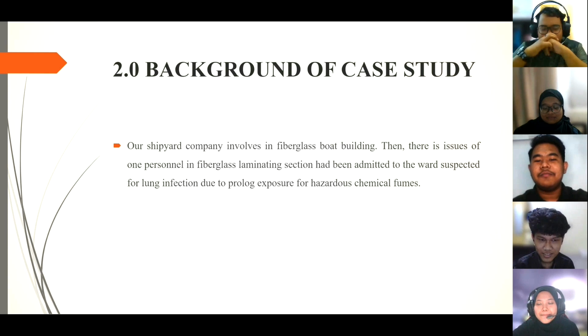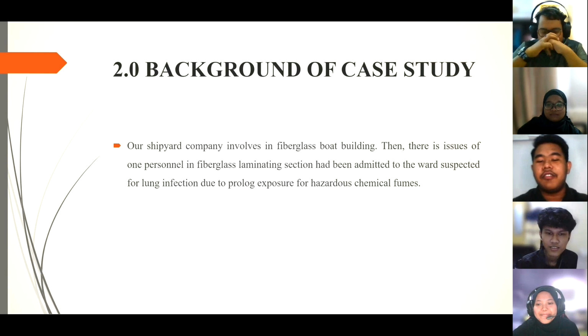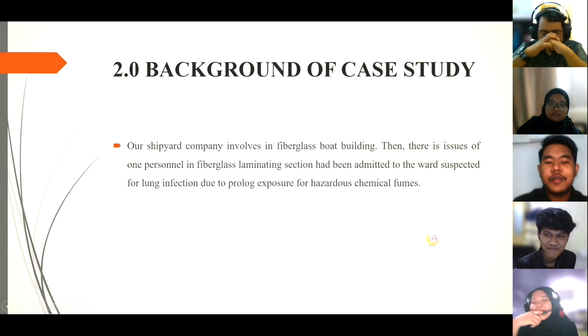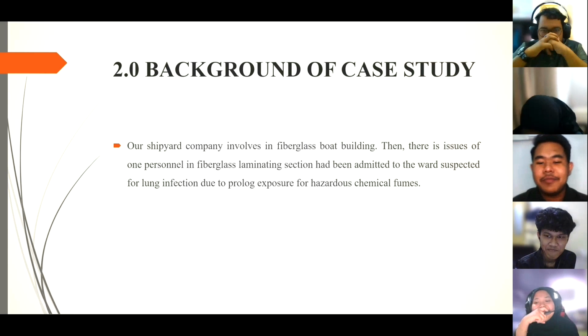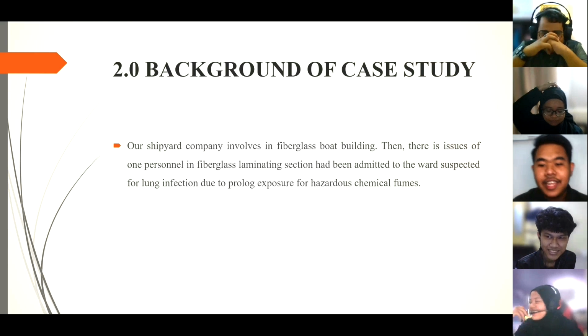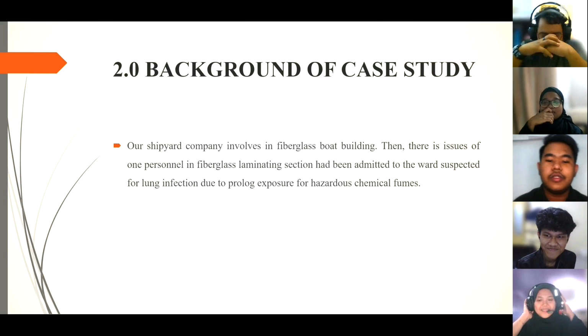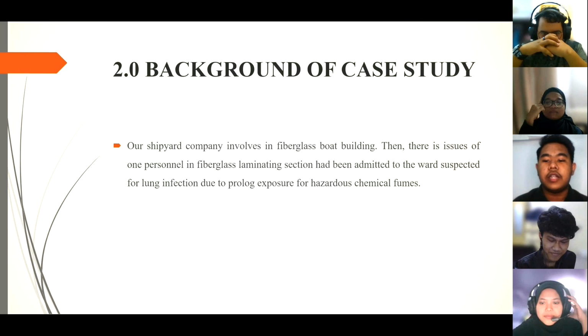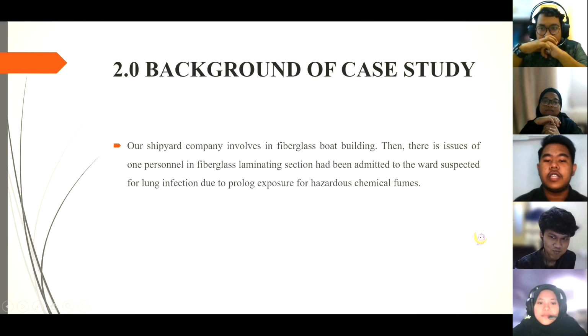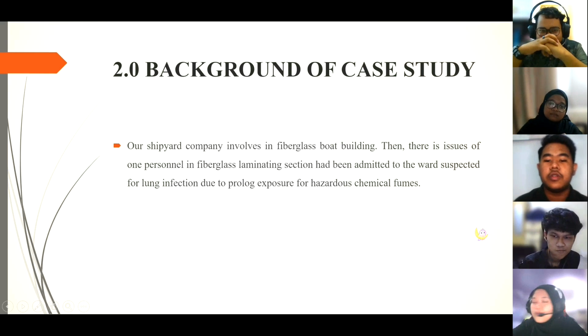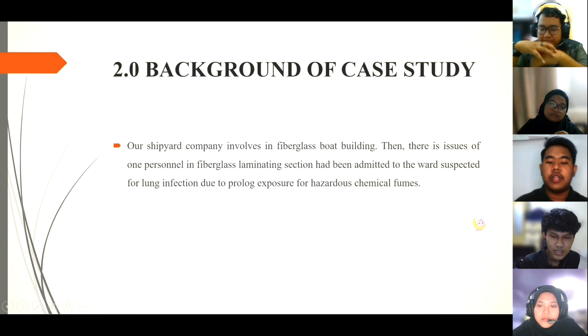The second point, background of case study. Our company is involved in fiberglass building. Then the issue: one employee in the fiberglass laminating section had been admitted to the ward, suspected of lung infection due to prolonged exposure to hazardous chemicals.